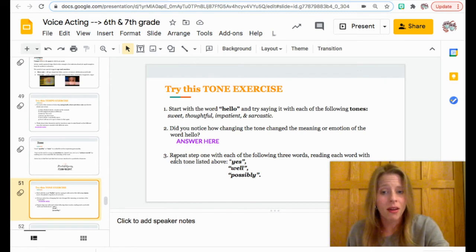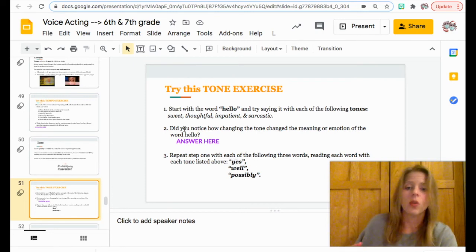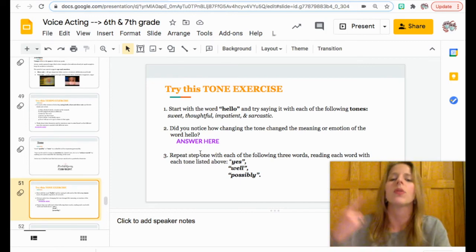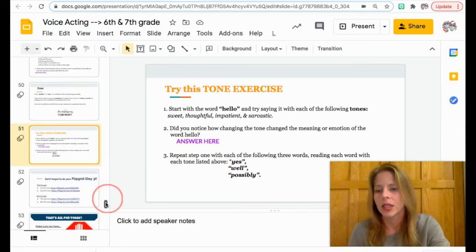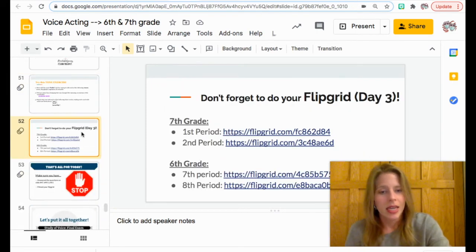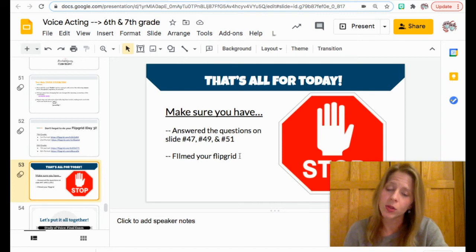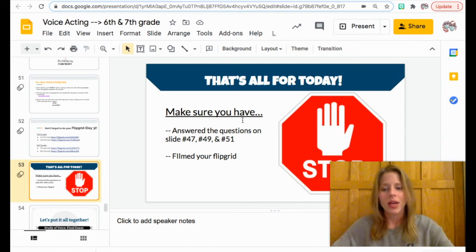And you're going to do the same thing that you did in number 1 with the following words, okay? So again, you're going to do yes with the tone sweet, thoughtful, impatient, sarcastic, okay? And the same thing with well and possibly. All right, and again, those are your links. Okay, and you've got to make sure that you answered the questions on 47, 49, 51, and then you also filmed your Flipgrid. Okay, so that was all for Thursday, day 3 of voice.